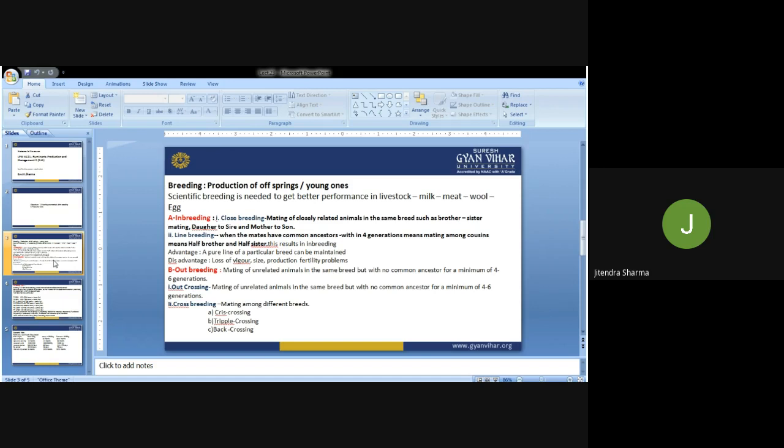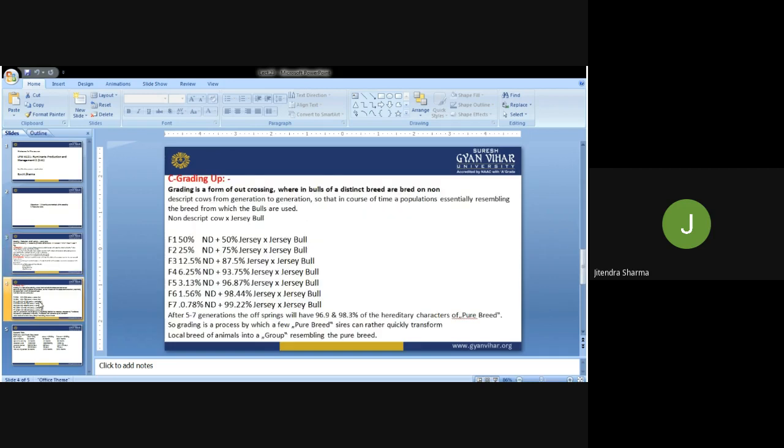That kind of breeding process which we follow we call crisscrossing. In triple crossing, we are using three breeds and simultaneously crossing them. That situation is called triple crossing. And back crossing is where we cross again with the parent, either mother to son or son to mother, of two different breeds. That kind of crossing is called crossbreeding.